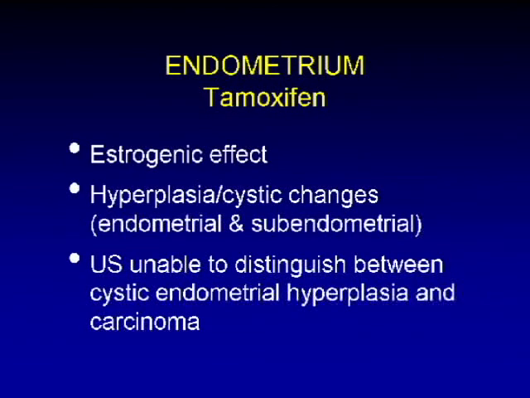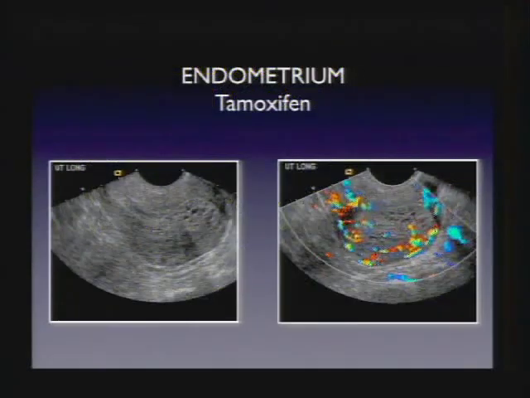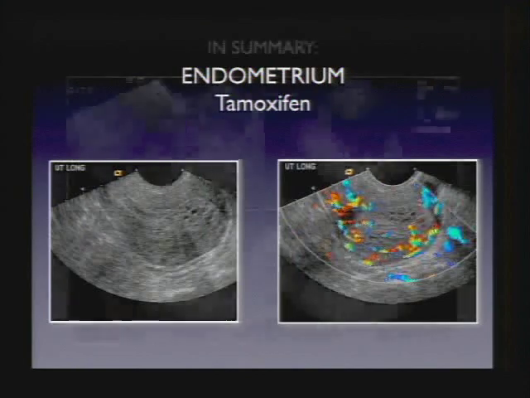Now, whenever we talk about endometrium, we have to mention tamoxifen because it has a very characteristic appearance on imaging. Tamoxifen has an estrogenic effect. It causes hyperplasia and cystic changes, which are endometrial and subendometrial. And ultrasound is unable to distinguish between cystic endometrial hyperplasia or carcinoma. So we see these findings and we describe them, but really if the clinical suspicion is high, tissue sampling should be performed rather than following those patients with imaging. Here you can see a very typical appearance of thickened cystic endometrium.